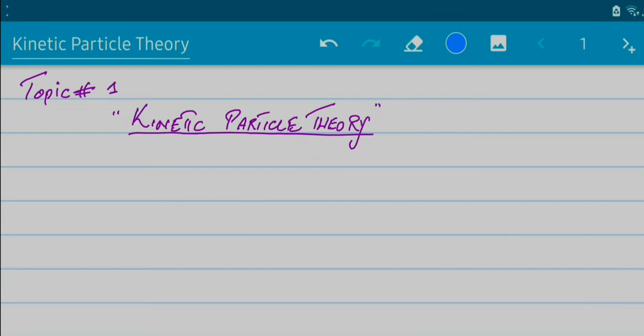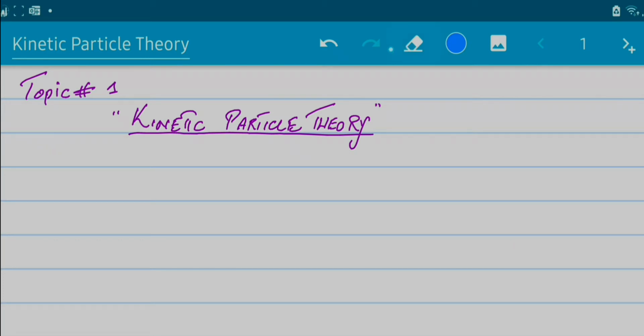Okay, students, we will be starting our first topic-wise revision. Our first topic is kinetic particle theory of Chemistry 0620 extended syllabus. Kinetic particle theory revolves around the states of matter. As we know, there are three states of matter that are included in your syllabus.